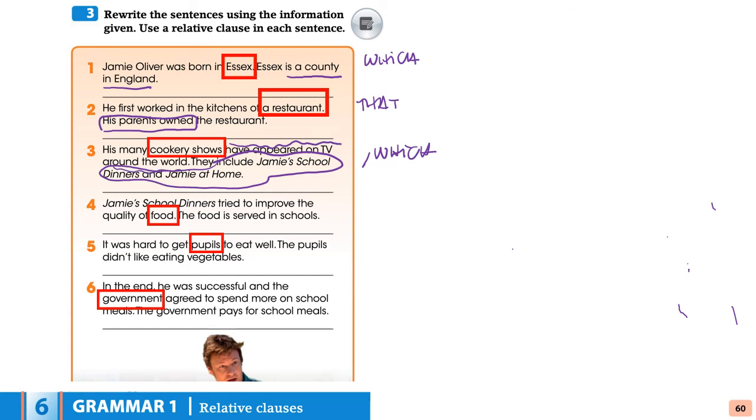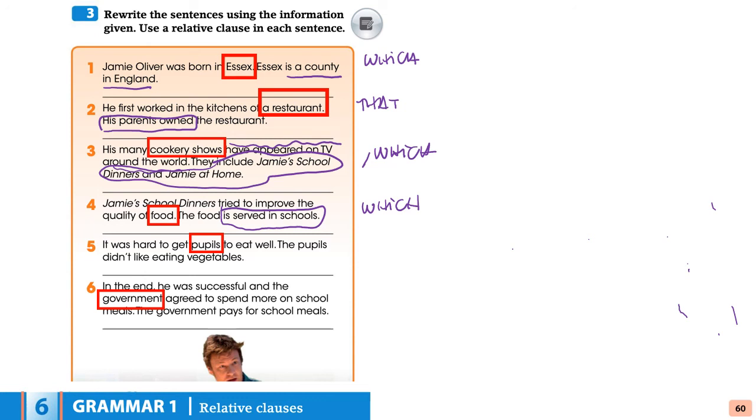Number 4. Jamie's School Dinners try to improve the quality of food. The food is served in schools. Alright, so if I take a look at the second sentence, this is the part that I have to use for my relative clause. Jamie's School Dinners try to improve the quality of food which, or that, was served in schools.